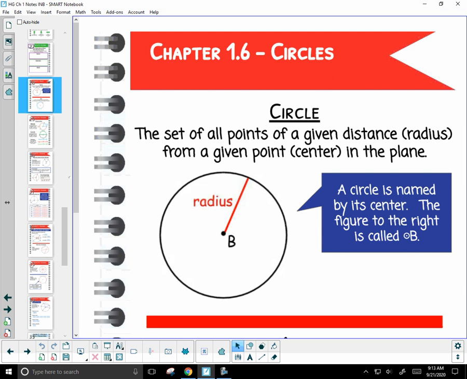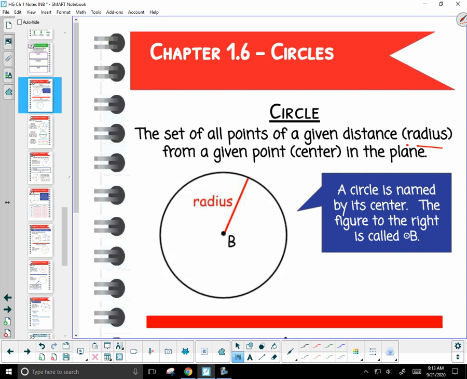All right, so today we're going to talk about some basic terms first. If you want to have your notes up, the first thing is we just need to define what a circle is. A circle is the set of all points of a given distance from a given point in the plane. A given distance, which is our radius. All the points are the exact same distance away from that center, and that distance is called a radius.